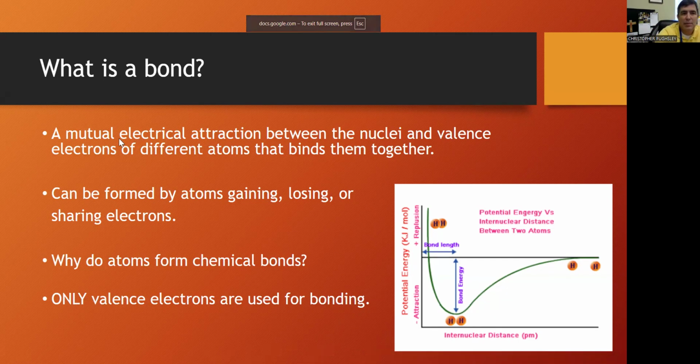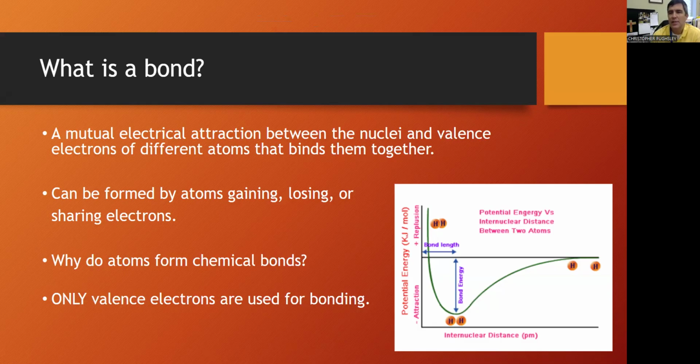It says a bond is typically a mutual attraction or a force between the nuclei and valence electrons of different atoms that binds them together. It's a force that holds them together. It can be formed by gaining, losing, or sharing electrons. Why do atoms form bonds?